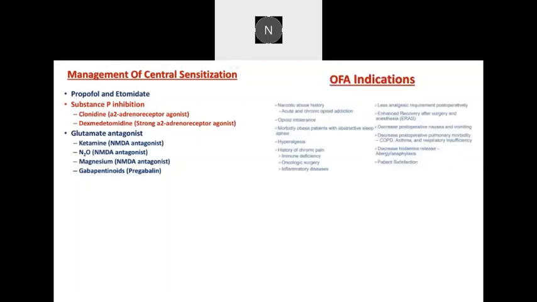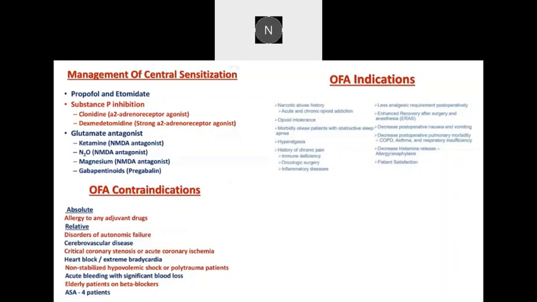And you have a central sensitization where the centers are all affected to hyperreact to the pain sensation. Then propofol, etomidate, and substance P inhibition by clonidine and dexmedetomidine, the glutamate antagonization, all these things are the methods to prevent central sensitization. The OFA indications, where you have narcotic abuse, opioid intolerance, all these things have already been mentioned. And OFA contraindications, allergy to any of the individual drugs that you are going to use.